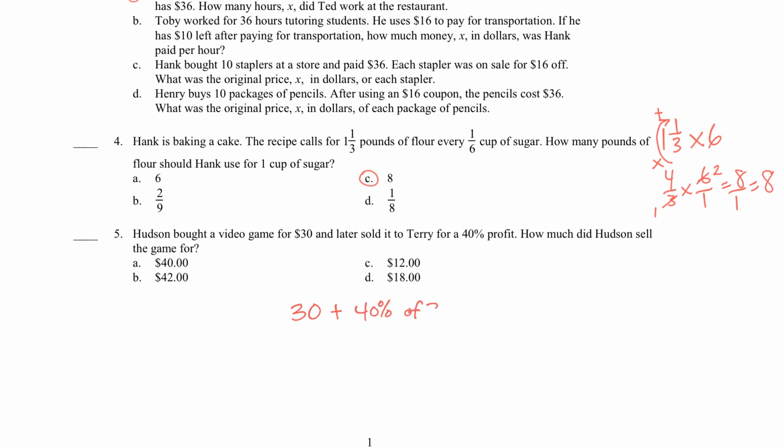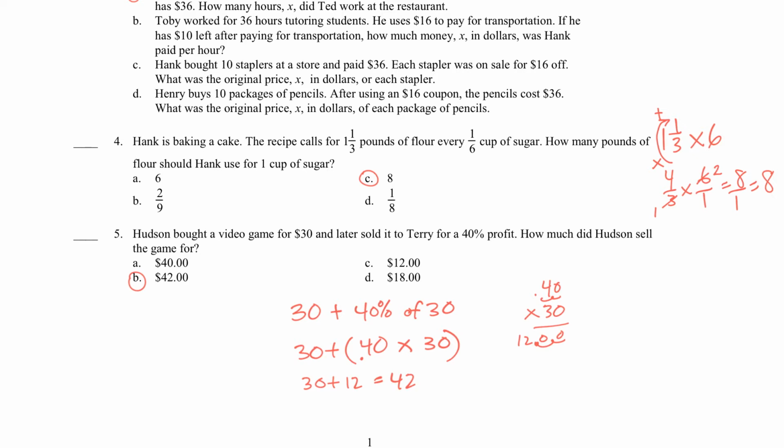of 30. Well, 40% is 0.40, and the word of means to multiply 30. So I need to do this first. 0.40 times 30. I move the decimal point twice, and so it's 12 bucks. So it's $30 plus $12, and I believe that's $42, which is B.